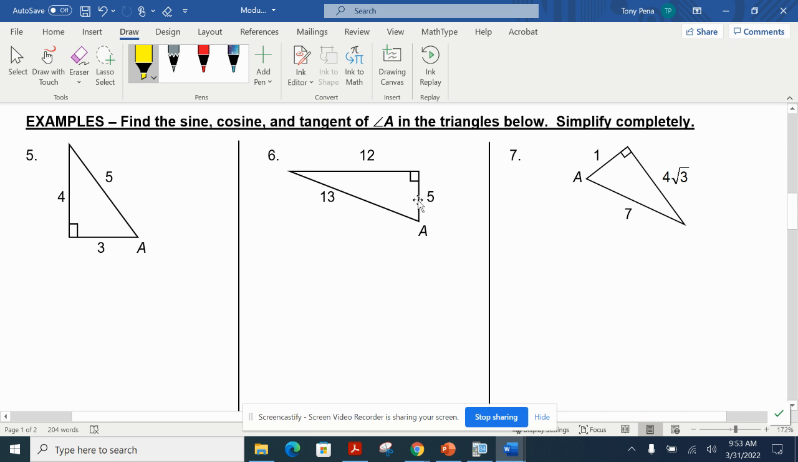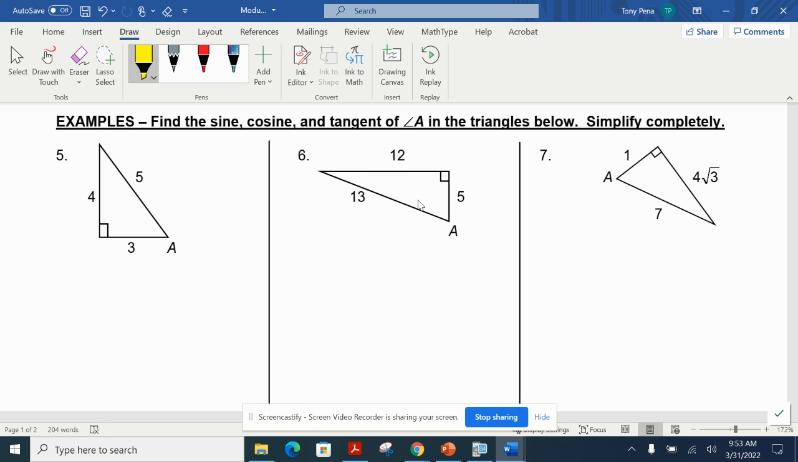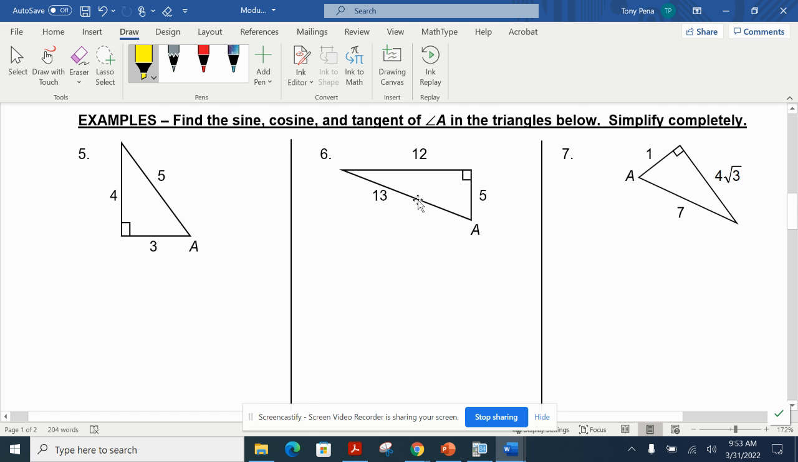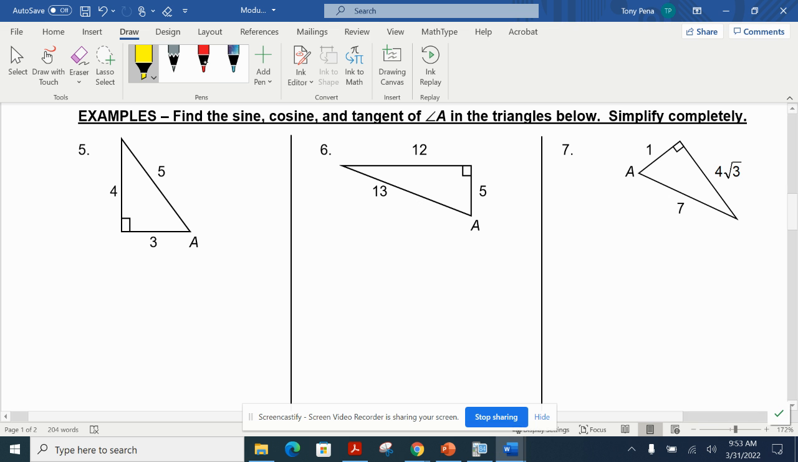So for number 5, I want you to simply find the sine, cosine, and tangent of angle A in these triangles. So start with number 5. Let's see where we were at. There was a false sense that we knew this first period. So hopefully you guys are better than first period. And we actually do know this. So do those three.